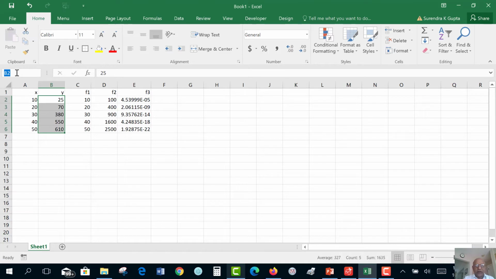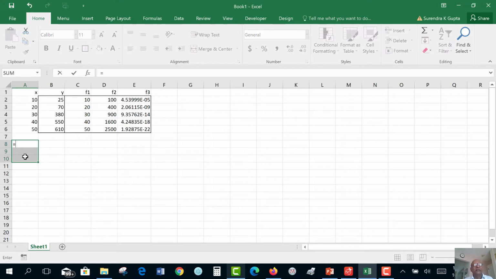So we are going to call it Y matrix. This is our function matrix, so box it. We'll call it function matrix. And that's it. So now we are going to calculate C, which is a 3x1 matrix.